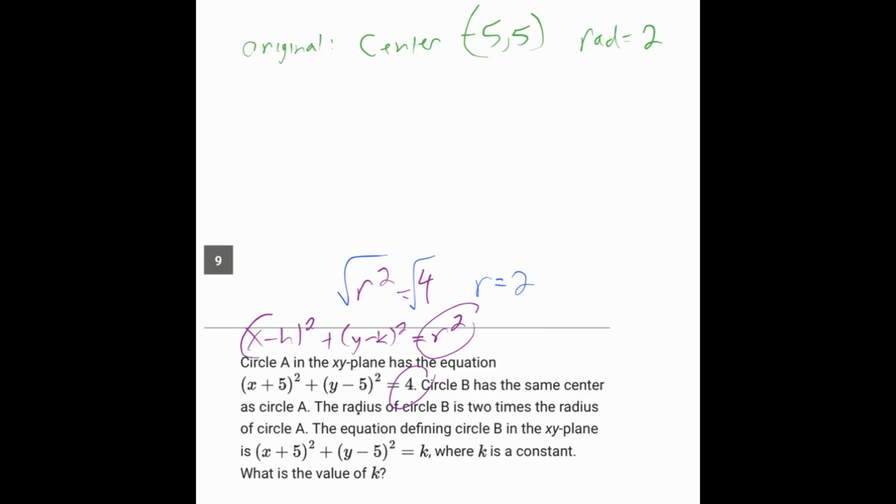So now we're being told that there's another circle. So this is circle A here. Now we're being told about circle B. It's got a radius that's double. So the radius is 4.